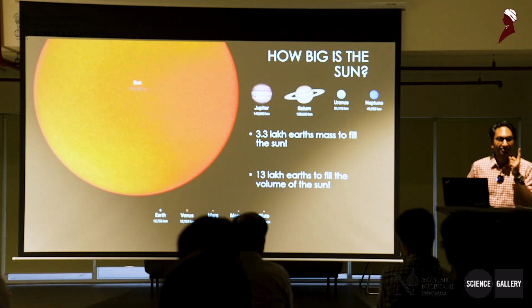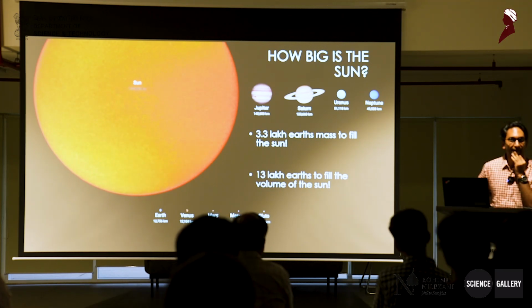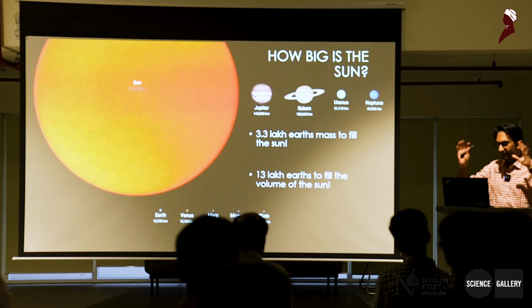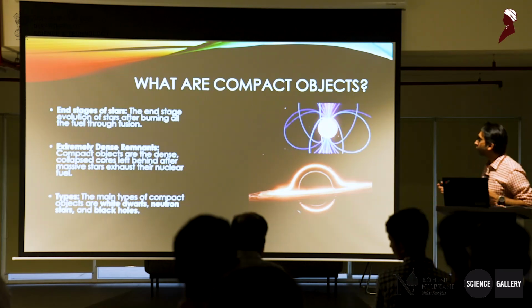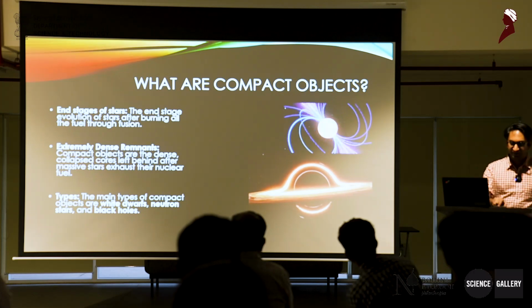And if you compress it to the size of Bangalore, in fact, Bangalore has become much larger now, about 10 kilometers in radius, right? Then you end up with something called a neutron star. So just keep this in mind. So what are these compact objects? These are end stages of stars that evolve.